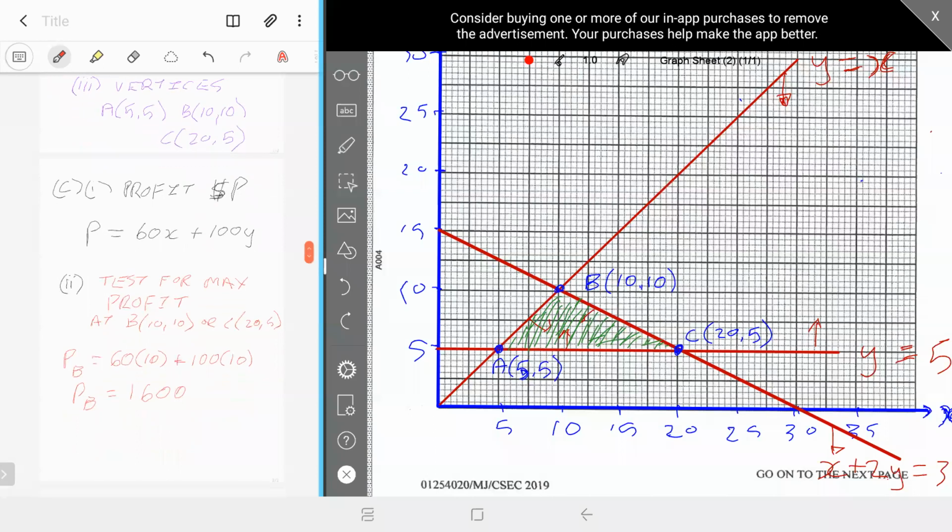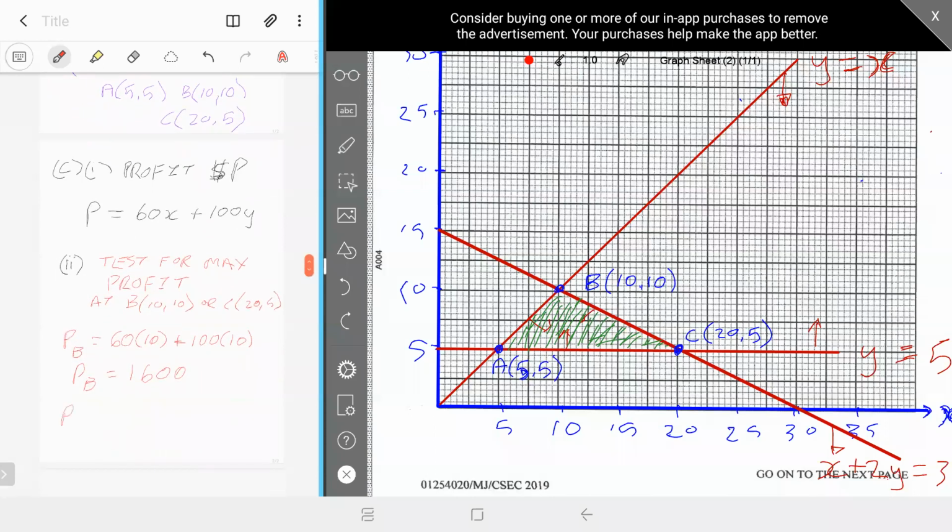And I want to test C now. So the profit at C would be, C now is 20 and 5, right? So it's going to be 60 times 20 plus 100 times 5. What does that work out to? It's 1,200 plus 500. See that? 1,700. So the profit at C is $1,700. So bam, that's where you're going to get the maximum profit.